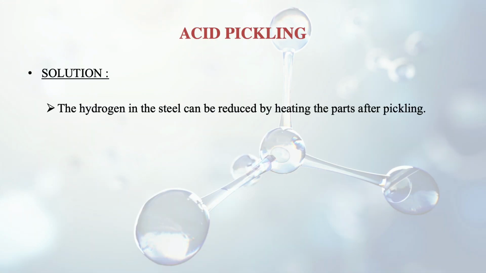So what will be the solution for this? The hydrogen in the steel can be reduced by heating the parts after this pickling process. So after the acid pickling, we can heat the parts, so hydrogen embrittlement will not occur.